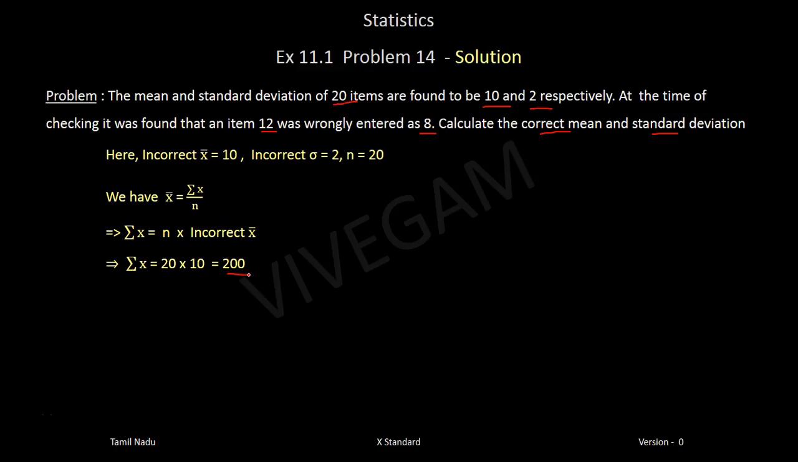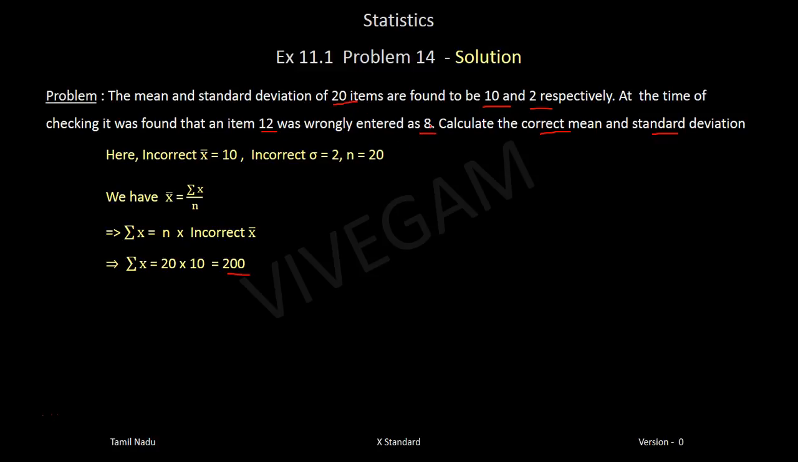Now what has happened is that instead of 12 we have written 8. So this 200 is only taking 8 into account. If you subtract 8 from this and add 12, then it will become the correct sigma x. As of now, the sigma x is not right. It is wrong because in the place of 12 it has taken 8. So basically you have to add 4 to it because 12 is 4 more than 8.